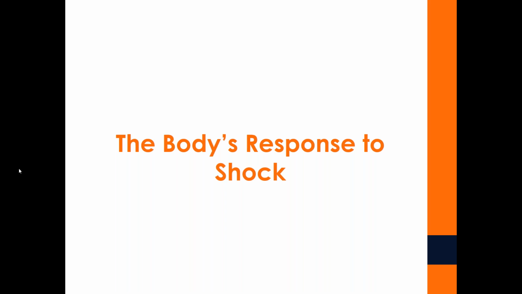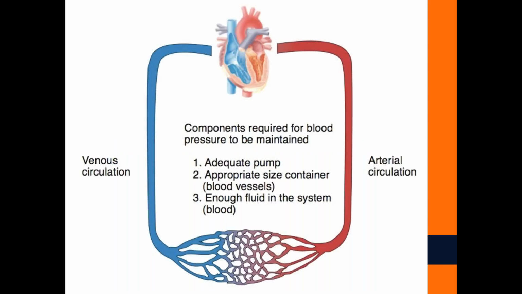All right, everybody, we are back. So we've talked about all the ways that this can go wrong. Now let's talk about the ways the body works to protect itself when shock has reared its ugly head. We already have covered this ad nauseum. We need an adequate pump, an appropriately sized container, and enough fluid in the system to fill said container, and we will have adequate tissue perfusion. That's really the way all of this stuff works.